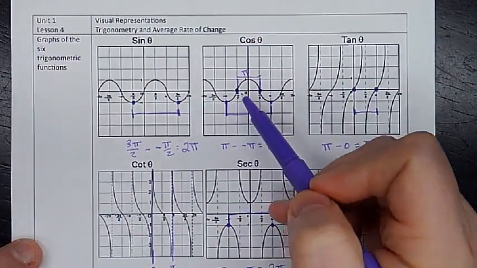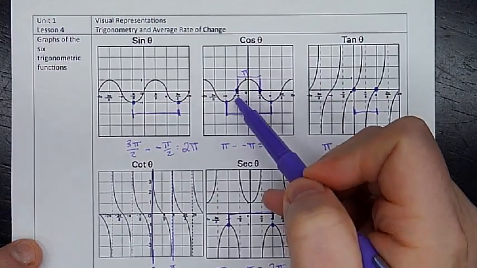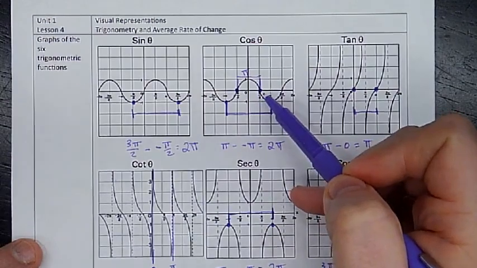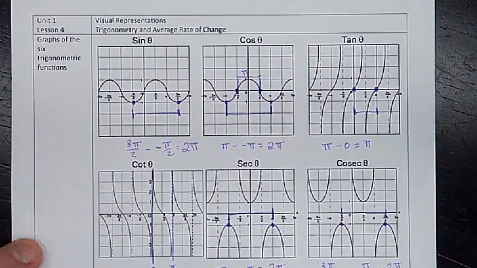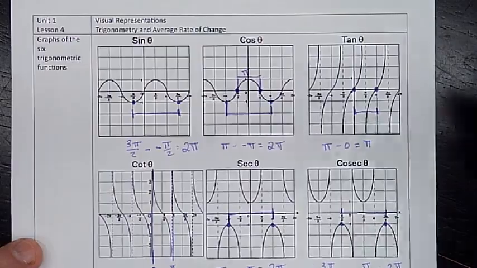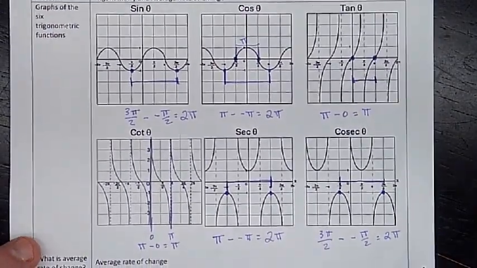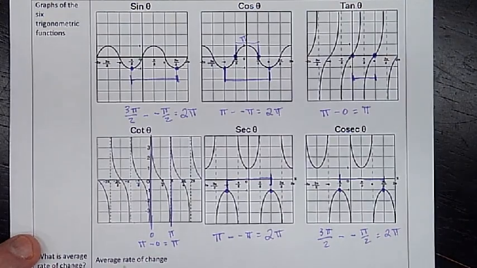But note that at negative pi over 2, my function is increasing. At positive pi over 2, it is decreasing. This is not a repetition. So, just to be very clear about that, we want to choose points that are very clearly identifiable and represent a starting point of a new iteration of the function.